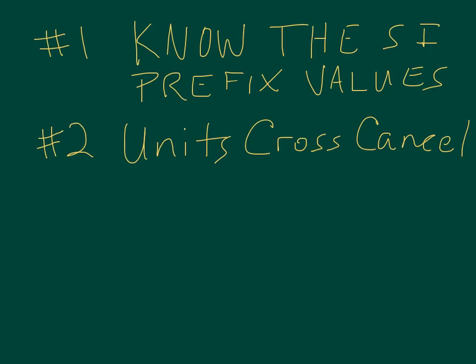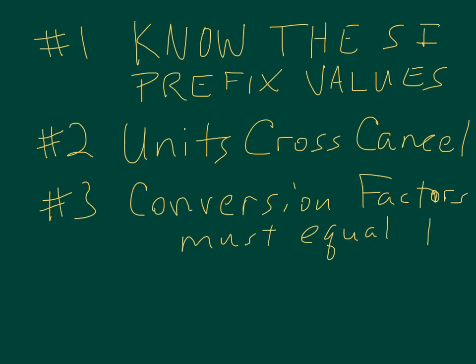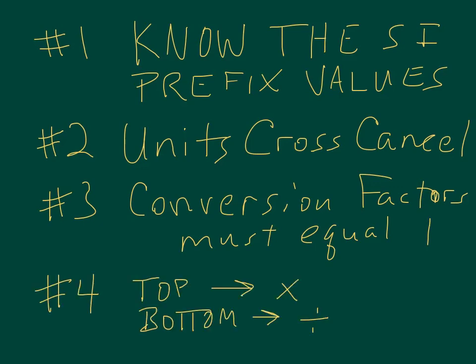Go into this with the expectation that your units are going to cross cancel. Conversion factors have to be the exact same value top to bottom. That's what makes them a conversion factor equal to 1. And as far as the math and your calculator go, you multiply everything across the top, you divide everything across the bottom. And at this point, everything's just details.